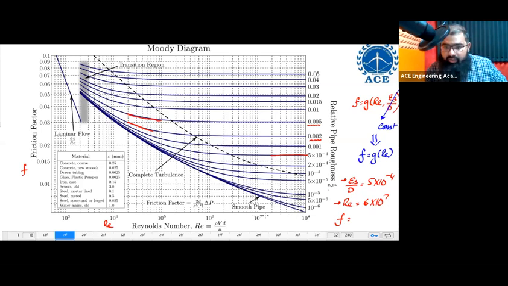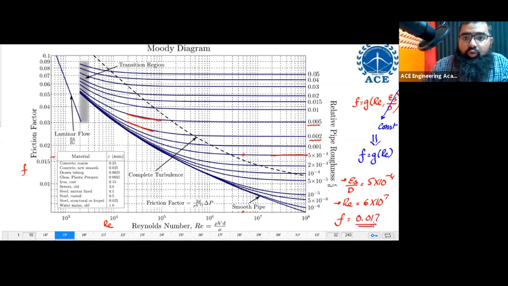This is a log scale. So this is 10 power 6, this is 10 power 7, and so this is 2 into 10 power 7, 3, 4, 5, 6 into 10 power 7. You will go along this particular line and along this particular curve, and see where these two are merging. They are merging over here. Then you will identify the corresponding value of friction factor from here. Let us say the friction factor is 0.017, some value I'm taking. These two merge over here and I'm getting 0.017.